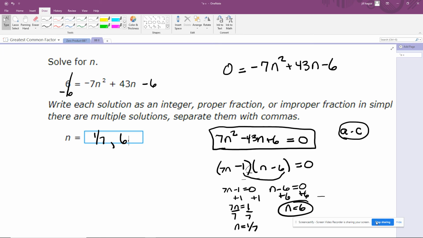Make sure you understand how to do them, and keep plugging away on the BB7 and BB8 IXLs. Let me know if you have any questions. All right, it might take you a little while to get some of these, particularly if you got to work on your factoring skills. Thanks.